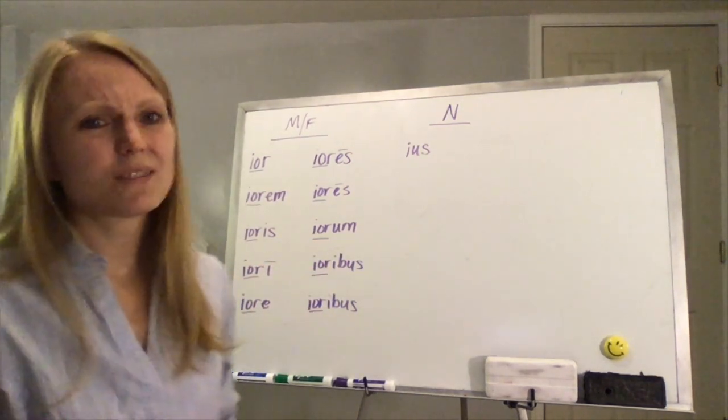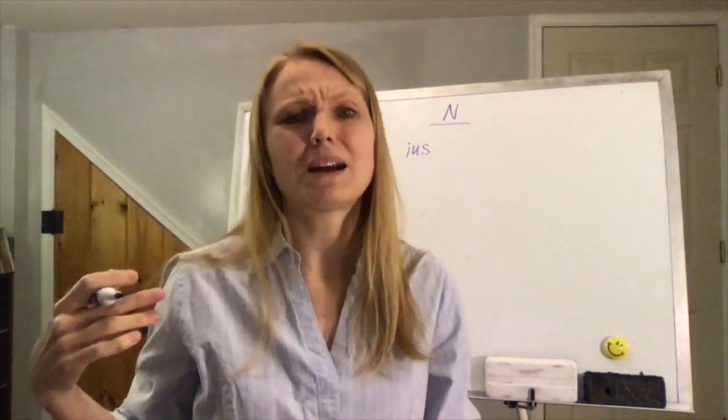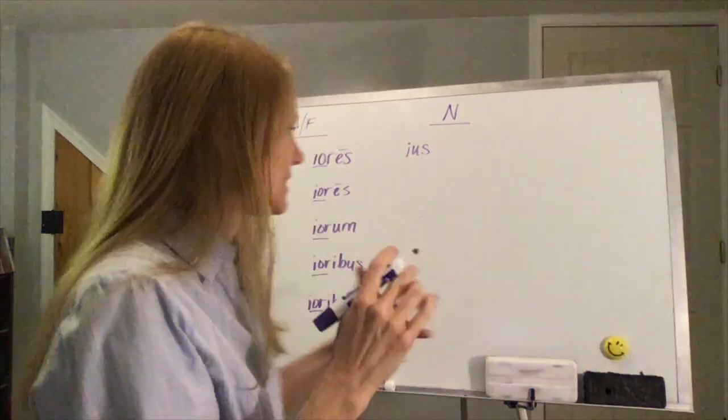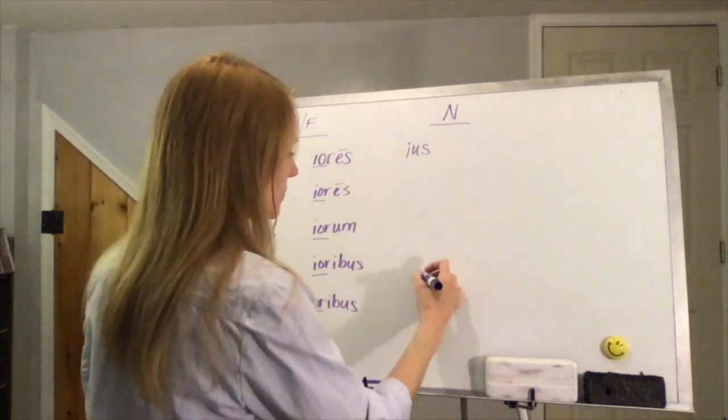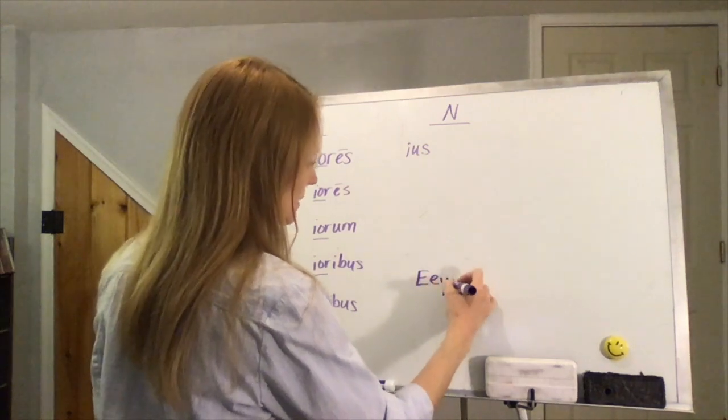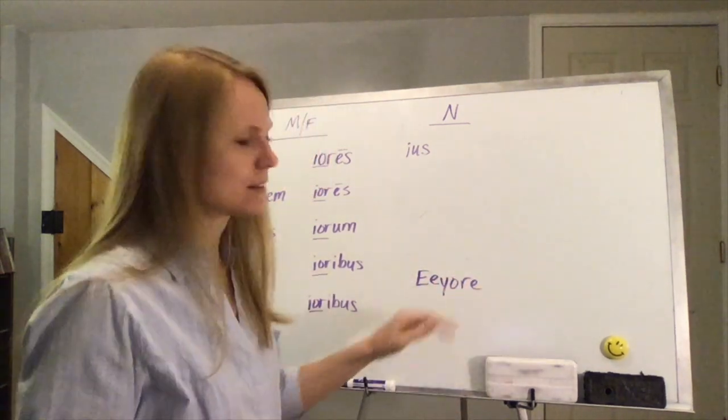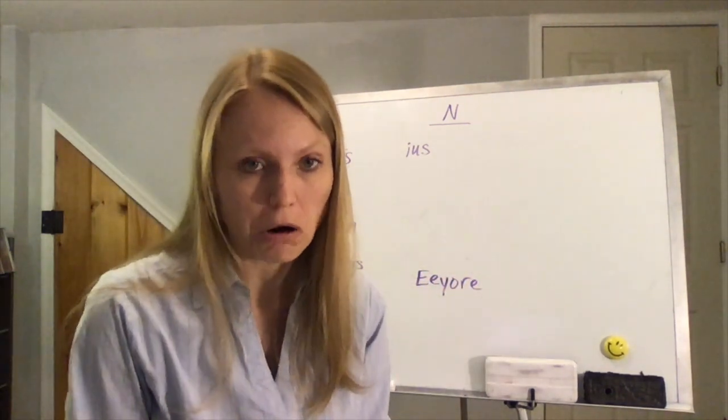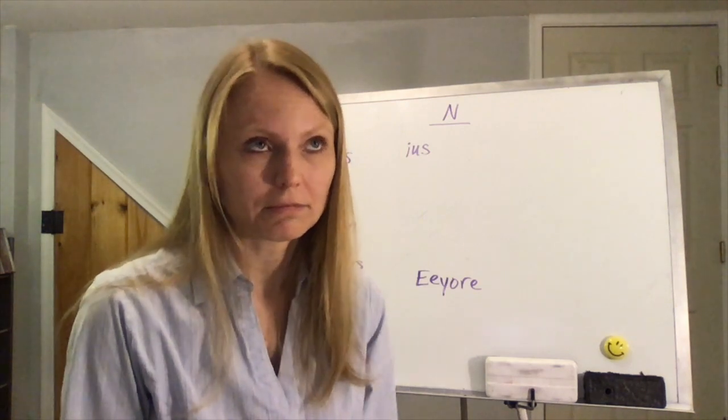Now this is kind of weird. You know how I am. I just think of weird things. Sorry. But, you know, I can't draw him, but you know Eeyore, the really sad donkey in Winnie the Pooh.